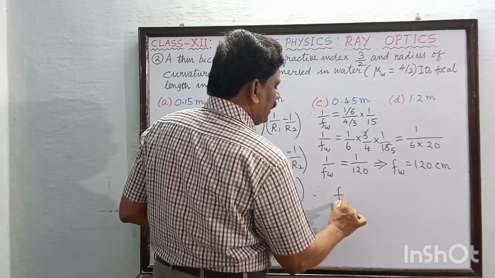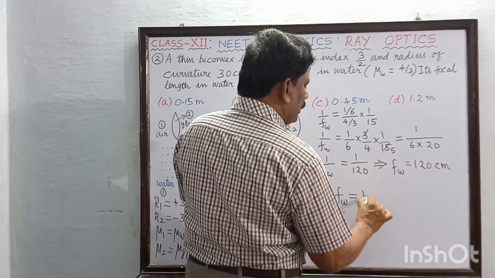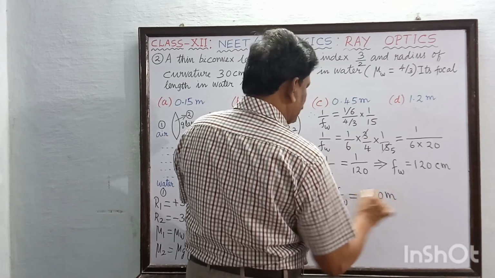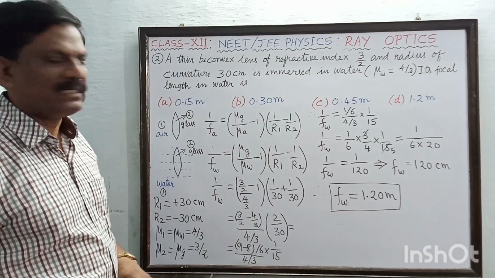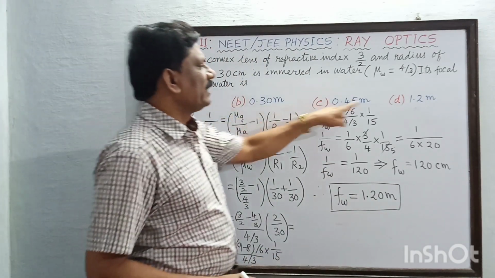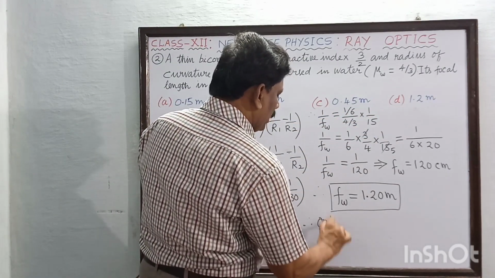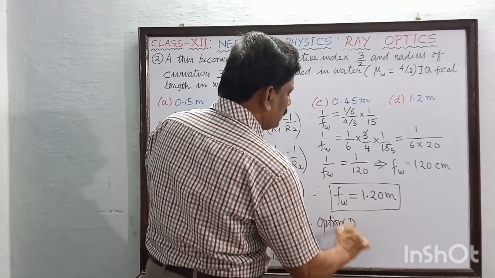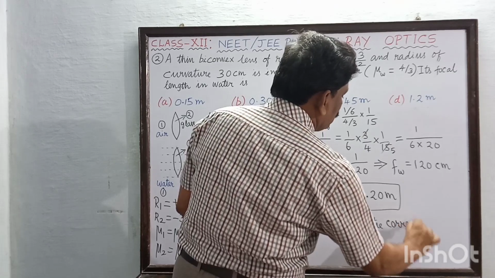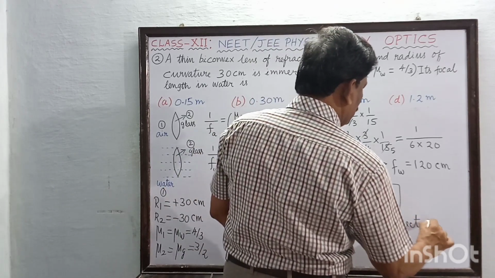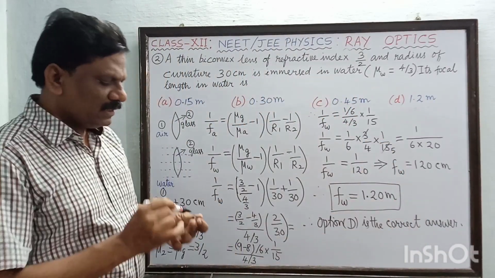Therefore, the focal length of the convex lens when it is immersed in water is equal to 1.20 meter. So 120 centimeters is also equal to 1.2 meter. Which of the options is correct? You see here option D is given as 1.2 meter. Therefore, option D is the correct answer. So the final answer is 1.20 meter.